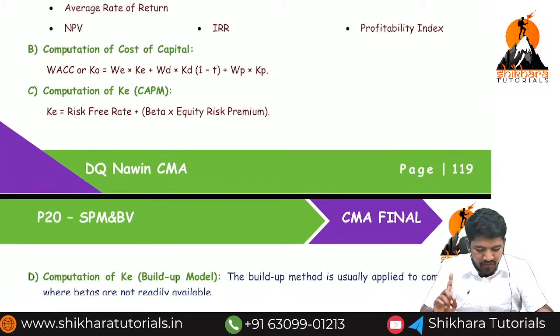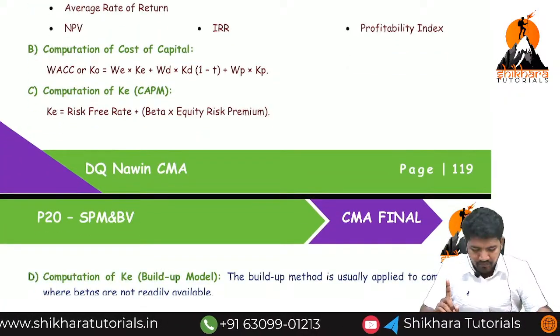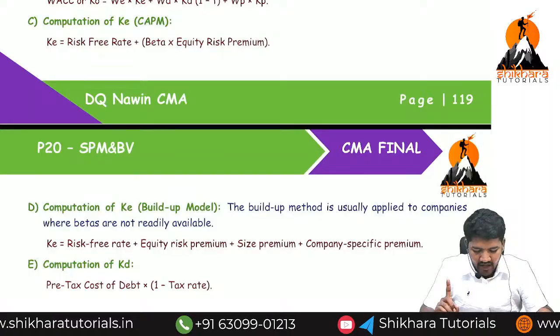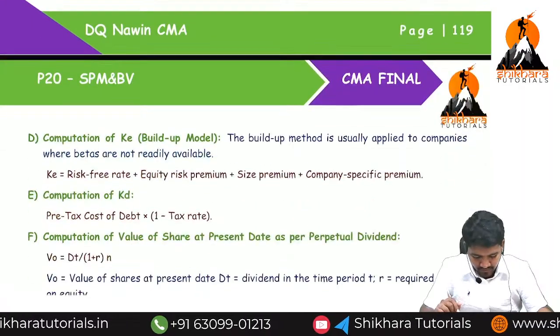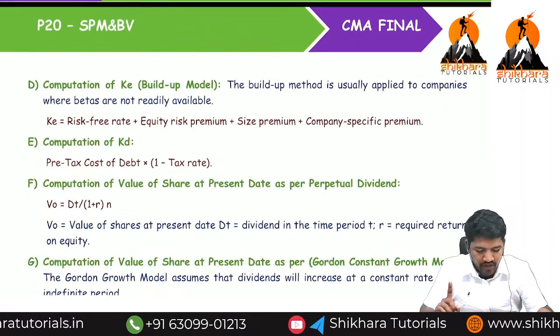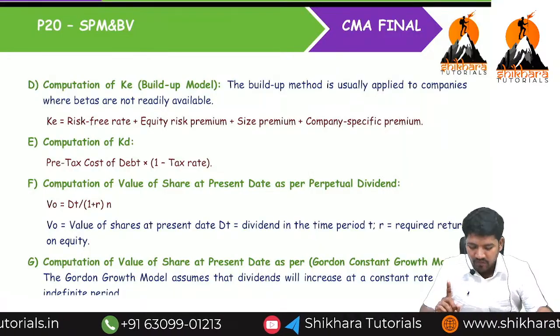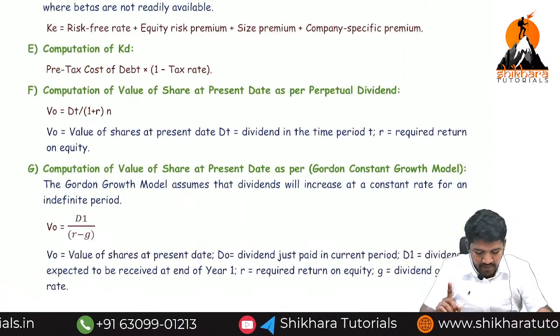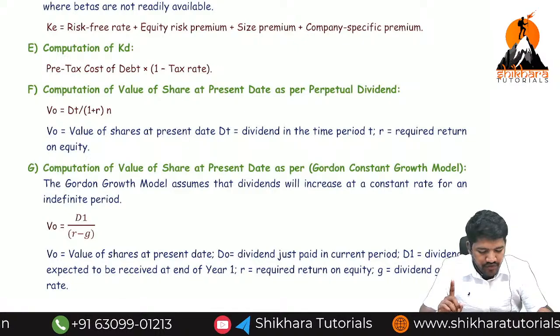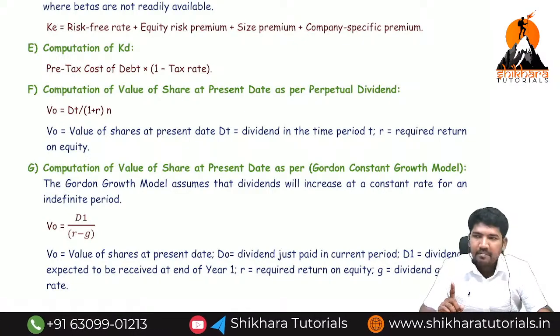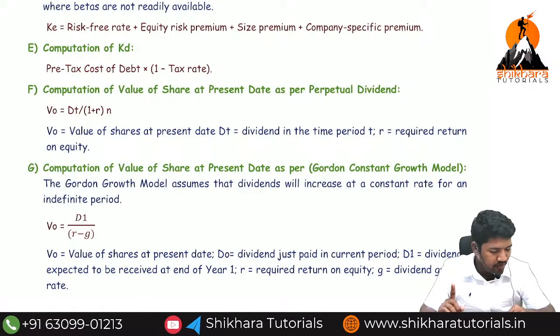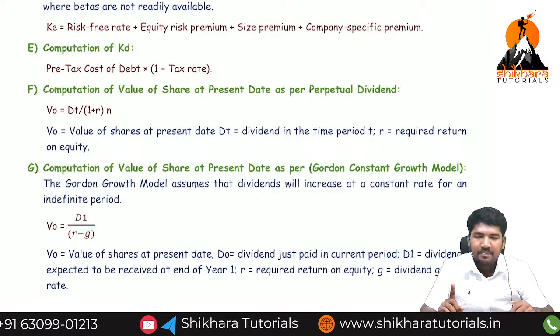So computation of cost of capital is completed. Computation of KE under CAPM is completed. Computation of KE build-up model is completed. Computation of KD is completed. Computation of value of share at present date as per perpetual dividend. Highlight, observe the words present date as per perpetual dividend.